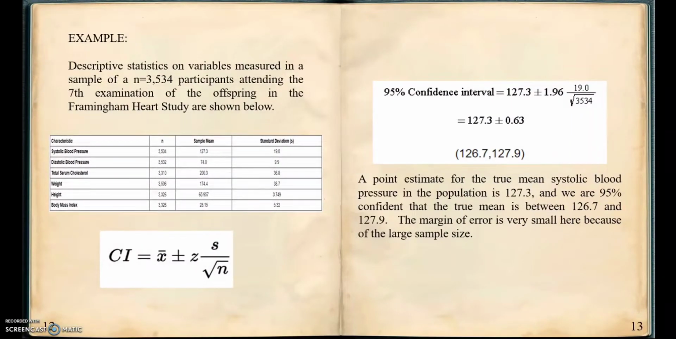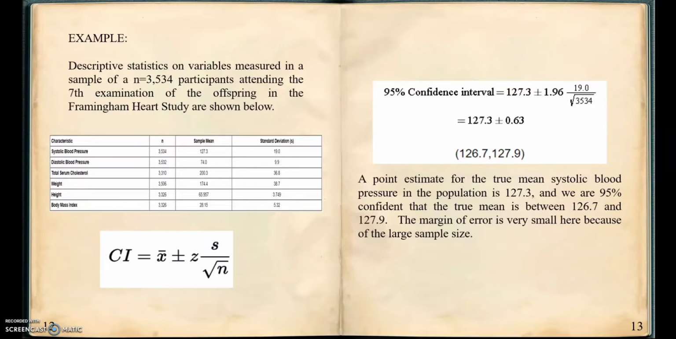So next, for the better understanding of this lesson, we have a sample problem. Descriptive statistics on variables measured in a sample of N equal to 3,534 participants attending the 7th examination of the Offspring in the Framingham Heart Study are shown below. So dito sa may table, magfo-focus lang tayo sa may systolic blood pressure. We have N equal to 3,534 participants, a sample mean equal to 127.3, and the standard deviation is 19. So mga nakuha natin na given sa table, ipa-plug in lang natin sa may formula.